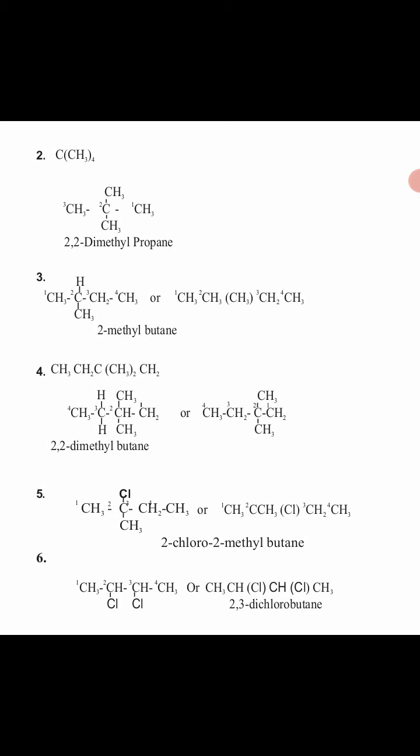Then number 6, you have 1, 2, 3, 4. If I go front to back, I have 2, 3. If I go from back to front, I have 2, 3. Can you see? All right, so we have 2, 3 dichlorobutane.